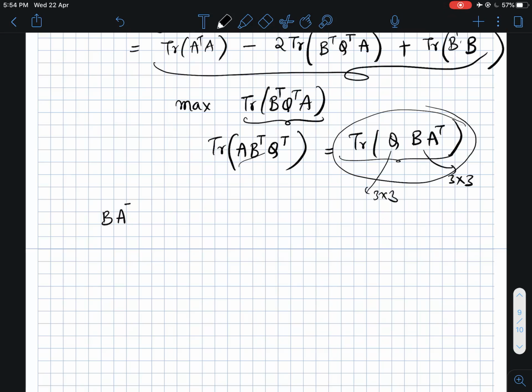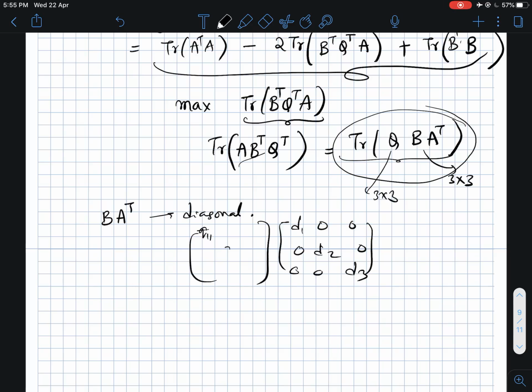So now, how do I pick this Q? Let's take a special case, as I was saying. Let's assume B A transpose is diagonal. It doesn't have to be diagonal, but let's assume it is and see what Q we get. That may give us some insights. So if B A transpose is diagonal, it's like D1, 0, 0, 0, D2, 0, 0, 0, D3. How do I pick my Q? Now, when you take the trace of this, your Q will have some entries here: Q11, Q22, Q33, and other entries Q12, Q13, and so on.